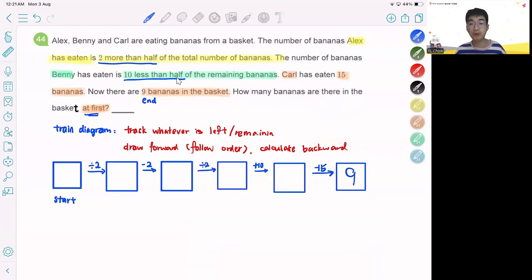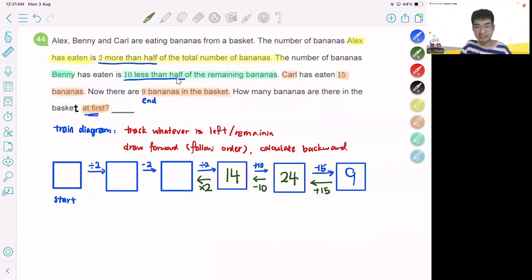It's now time to work backwards, right? By calculating, and make sure when you calculate, the number stays the same in each step, but you reverse the sign, right? Minus, switch to plus. 9 plus 15 is 24. Plus, switch to minus. 24 minus 10, 14.